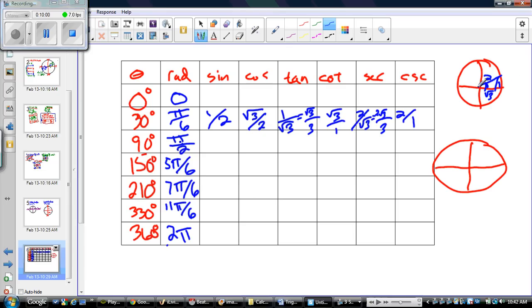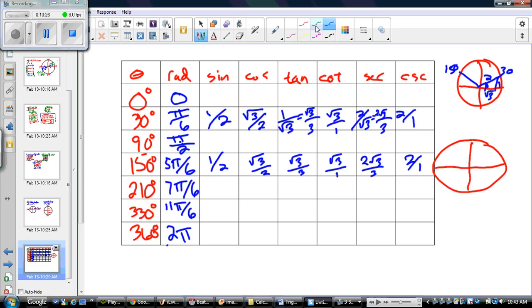Now, the beauty is, this reference triangle, so that was 30. This is going to be 150. They're all the exact same thing. So I just copy it down. 1/2, square root of 3 over 2, square root of 3 over 3, square root of 3 over 1, 2 square root of 3 over 3, and 2 over 1.